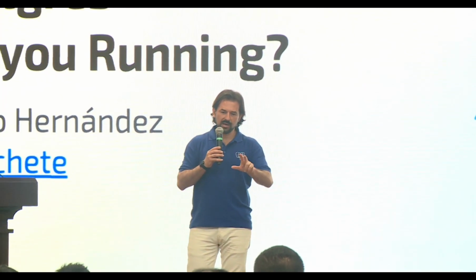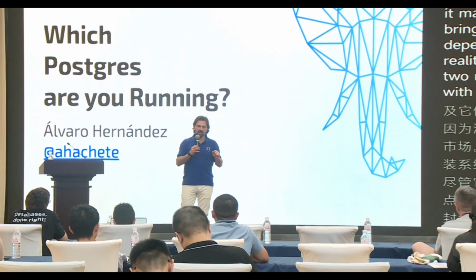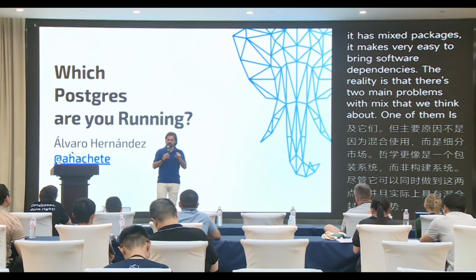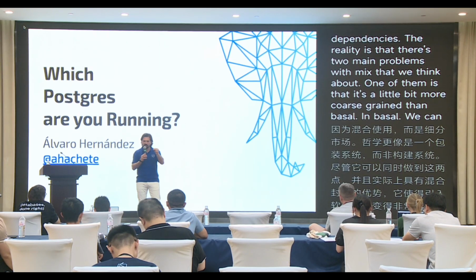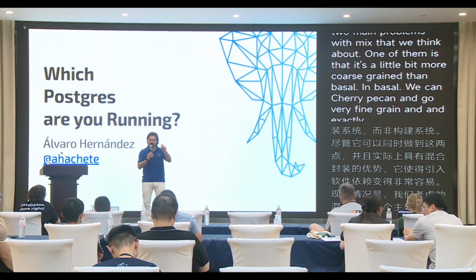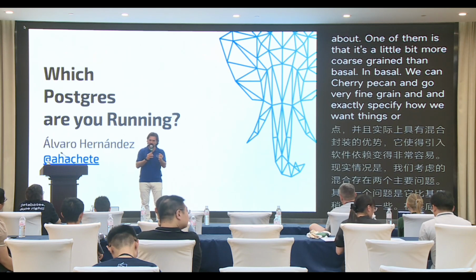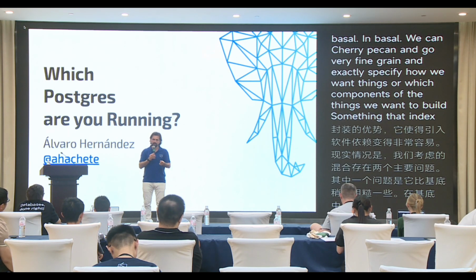The reality is that there are two main problems with Nix that we identified. One of them is that it's a little bit more coarse-grained than Bazel. In Bazel, we can cherry-pick and go very fine-grained and exactly specify how we want things, or which components of the things we want to build. Something that in Nix is technically possible, but it takes so much more effort.